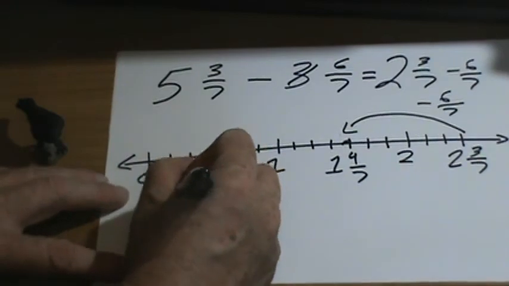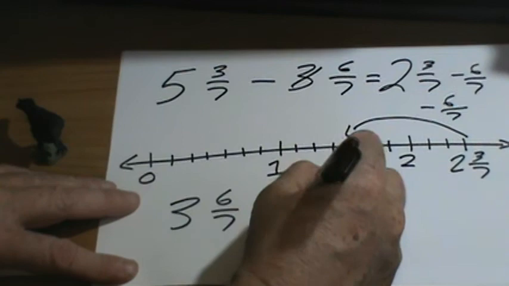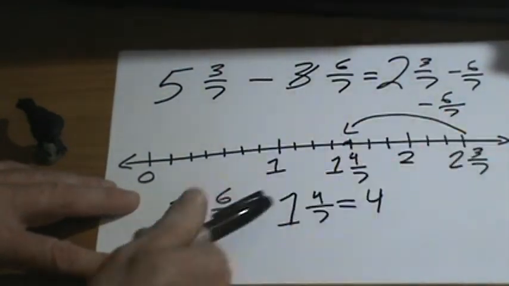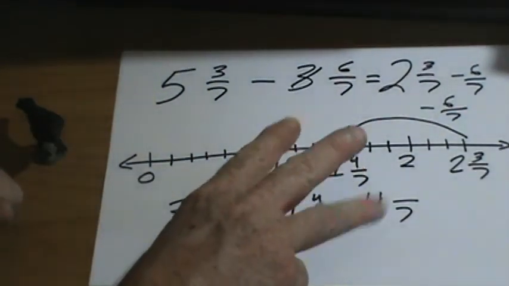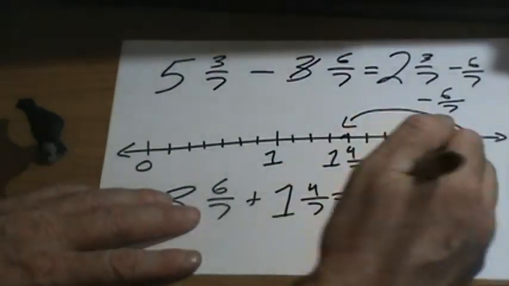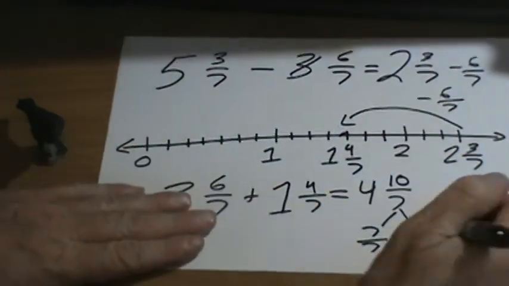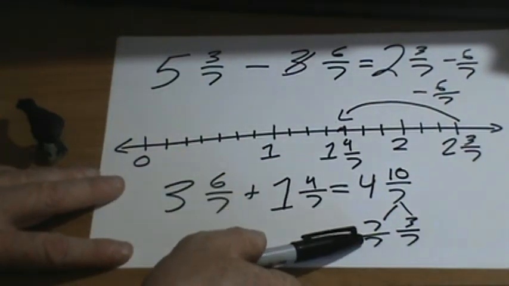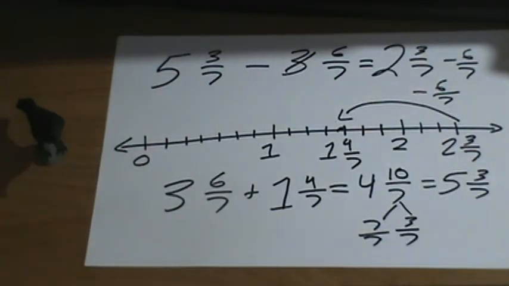Let's do that for fun. 3 6/7 plus our answer, 1 4/7. What's that going to equal? 3 plus 1 is 4. Remember when we add fractions, we don't change the denominator? 6 plus 4, 6, 7, 8, 9, 10. So now we have 4 10/7. What's that going to equal? Let's break this down. 7/7, right? 7, 8, 9, 10. 3 more 7s. And now we have 4 plus 1 is 5 plus 3/7. 5 3/7. So we were absolutely right.